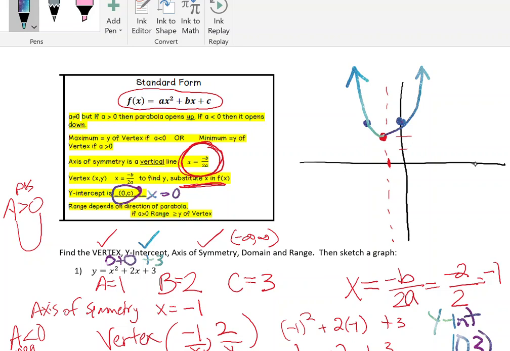We notice that it doesn't cross the x-axis, so there are no x-intercepts. And the range on the y-axis, the lowest number is 2, so the range is all y values greater than or equal to 2. That can also be written as [2, infinity), since it opens up. It's 2 to infinity.